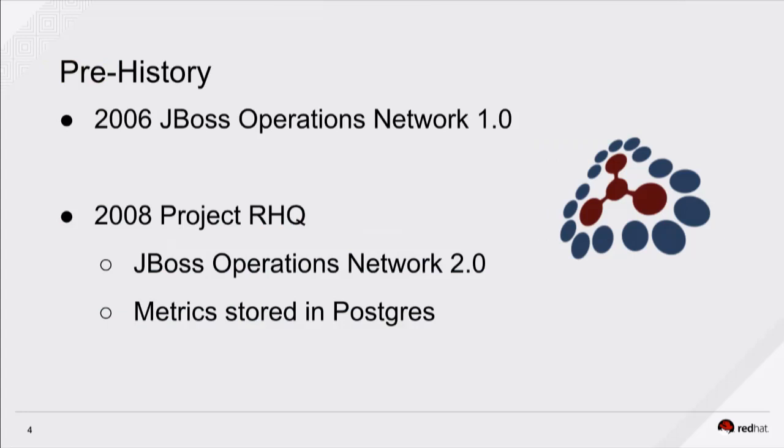We cannot talk about Hawkular unless we talk about the prehistory. Red Hat acquired JBoss around 2006, and that's when they started a project called JBoss Operations Network to manage the EAP servers in production. That's the logo of the product, and the idea is you have a bunch of dispersed servers, and then you centralize the management. Version 1.0 was started in 2006, and then in 2008, there was a fork from another product and it became Project RHQ, and that became the foundation for JBoss Operations Network.